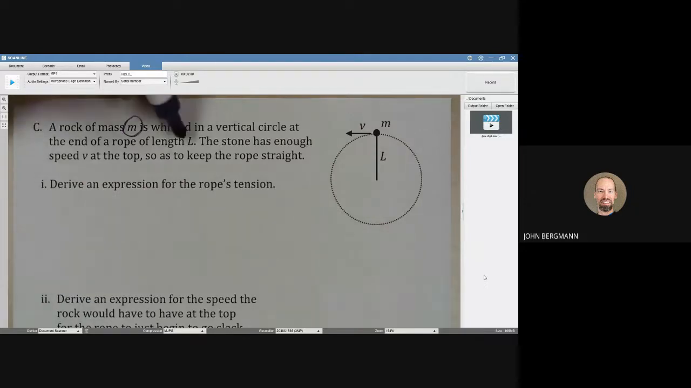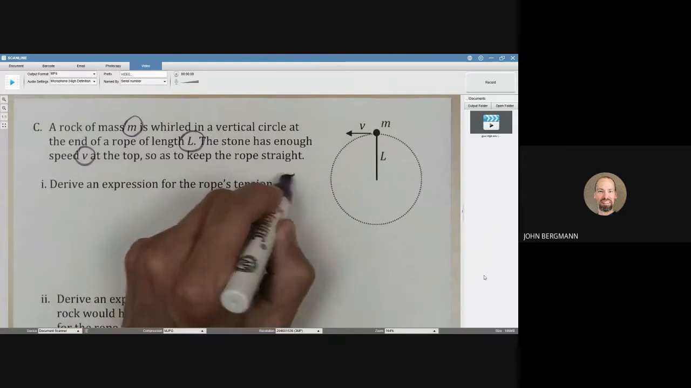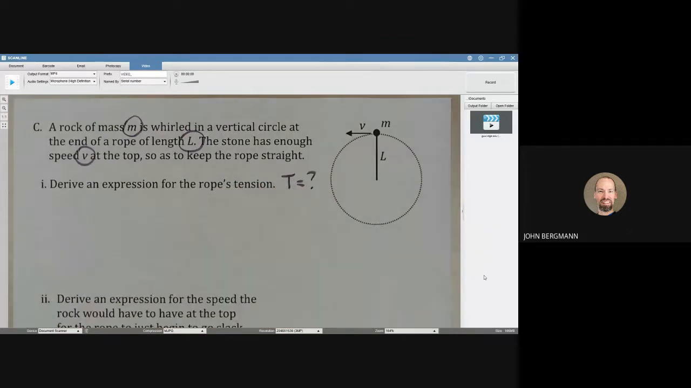The rope has a length L, and the stone has enough speed V at the top so as to keep the rope straight. And we want to derive an expression for the tension in the rope, which is a force. And you know what? Anytime we find forces, we always have to draw a free body diagram. So there's the mass right there. We know that it has a weight, m times g.